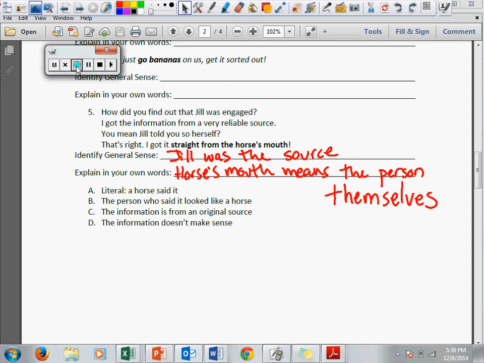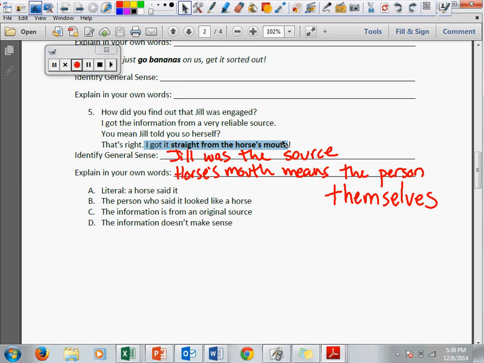And so my general sense of this is that Jill was the actual source. And I know this because I read this line. Jill told you herself? That's right. And then the other person says, I got it straight from the horse's mouth. So to me, horse's mouth means the person themselves. So the person who the rumor is about or the information is about was the one who actually said it. So I have my own.